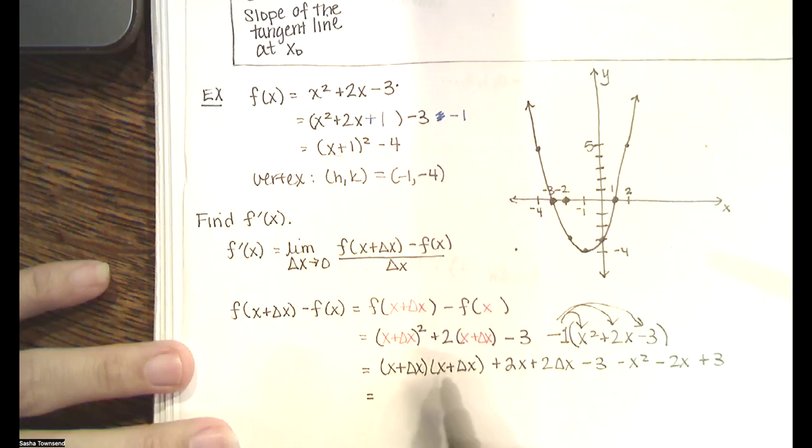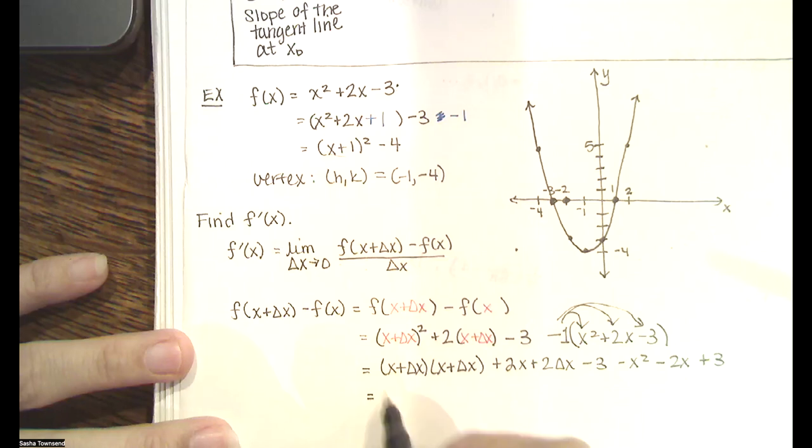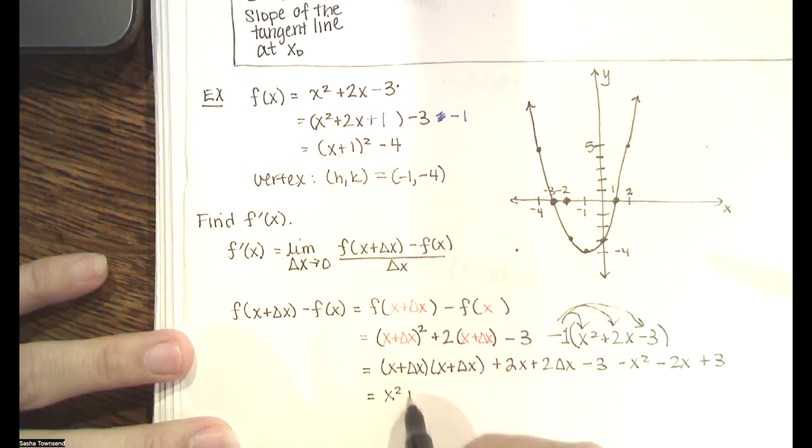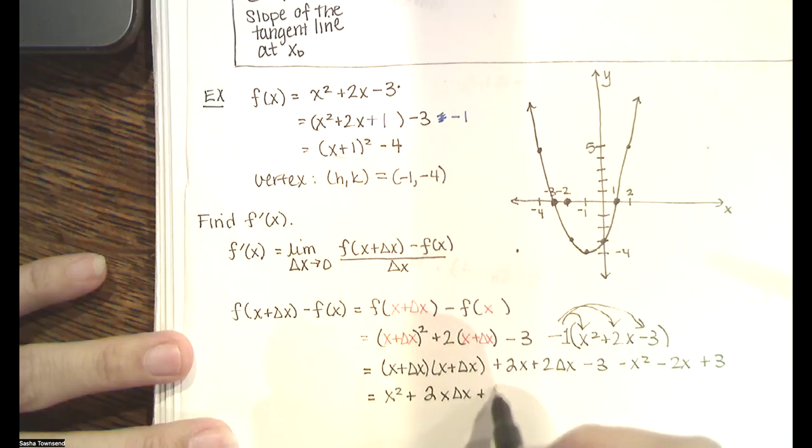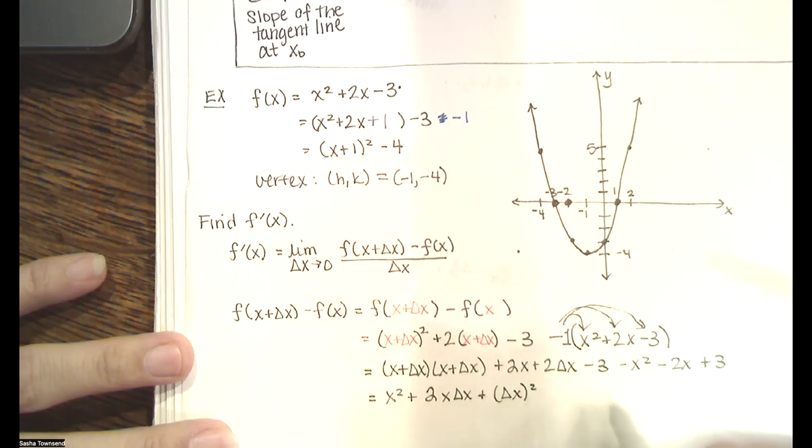We can finish writing this out here. First times first is x squared, outer times outer is x times delta x, inner times inner is just like it, so we've got 2 of those. Last times last is delta x quantity squared.